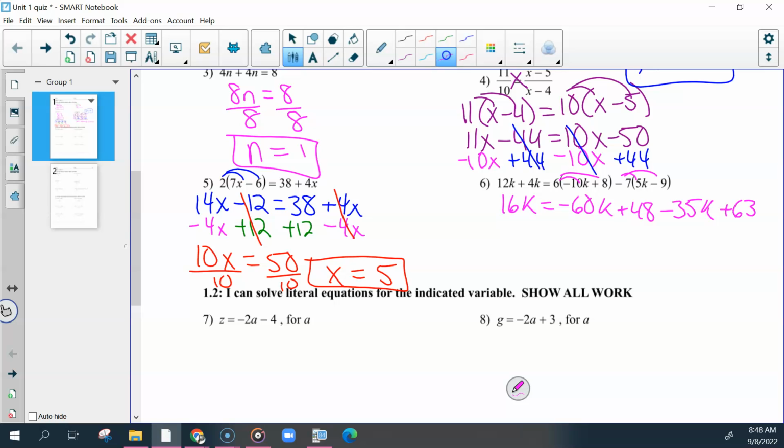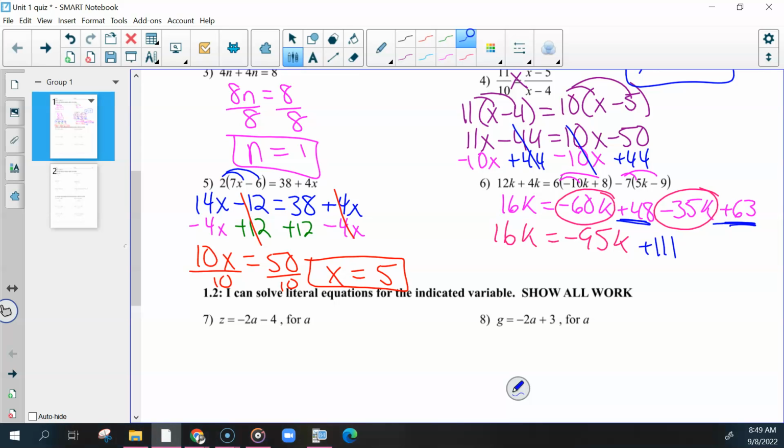Another issue I saw was, as we were distributing, some of us were forgetting our variables, which meant we were adding and subtracting terms that shouldn't have been like terms, so be careful with that. Okay. Combining like terms on the same side, we have negative 60 minus 35. Do exactly what it says. So that would give us a negative 95k. And then 48 plus 63 should have been 111.